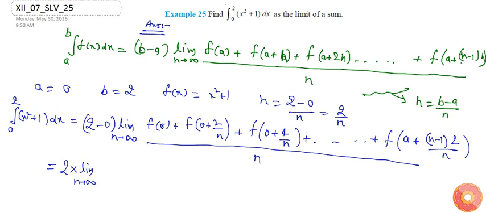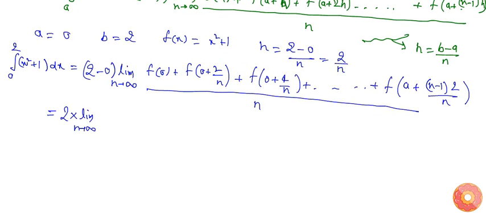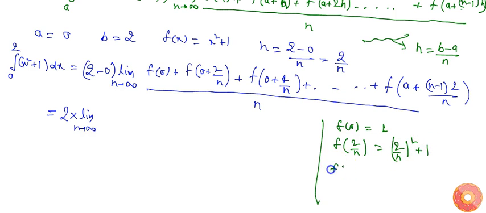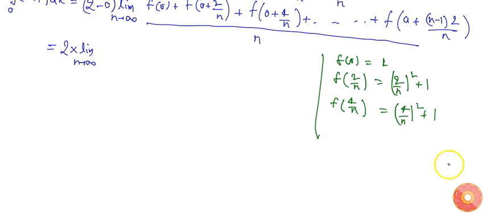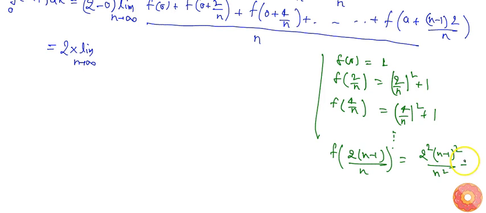Now let me calculate the values of the various terms. f(0) equals 0 square plus 1, which is 1. f(2 by n) will be (2 by n) square plus 1. f(4 by n) will be (4 by n) square plus 1, up to f((2n minus 1) by n), which will be (2 times (n minus 1)) square by n square plus 1.